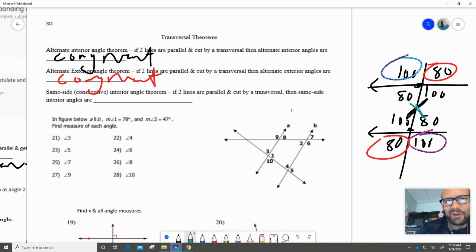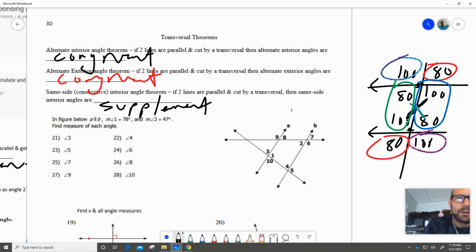What about same side interiors? Same side or consecutive interiors would be these two, or it could be these two. Are they the same? No, they're not the same. Now, if they're not the same in these situations, we talked about this on the 3B notes. If the two angles are not the same, they have to do one other thing, which is add to 180. Okay, which they do, which they have to do. Okay, so adding to 180, if you remember that, the word for that is supplementary. Okay, so the angles are supplementary to each other.